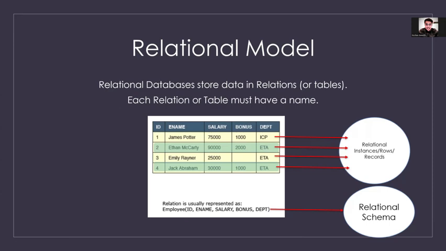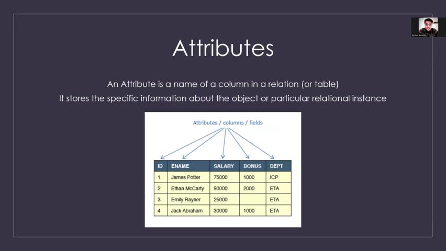Now next is attributes. An attribute is the name of a column in a relation or table. Here you can see each table has some attributes. This is a similar example, an employee table, and here you can see the names of attributes: ID, e-name, salary, bonus, and department. These are the attributes which are part of this relation, part of this table. It stores specific information about the object or particular relational instance.